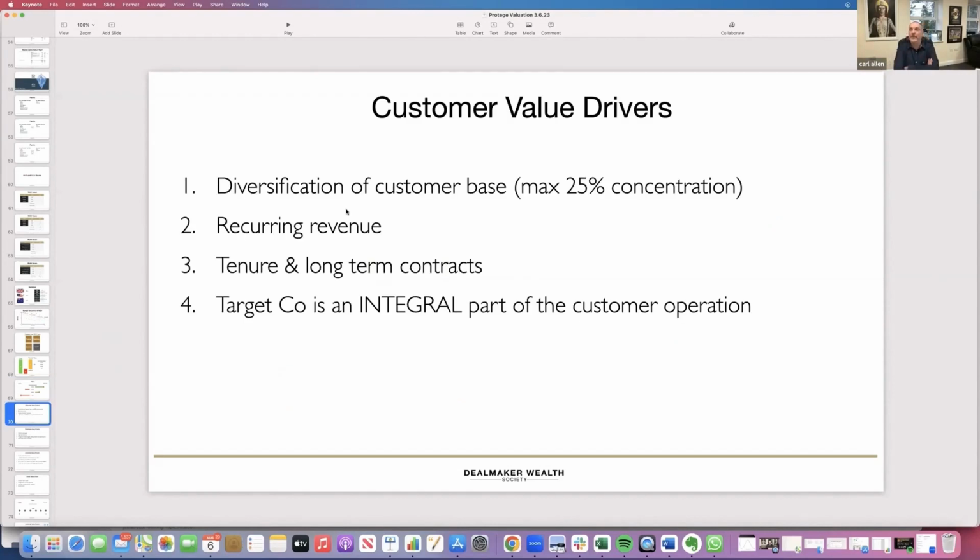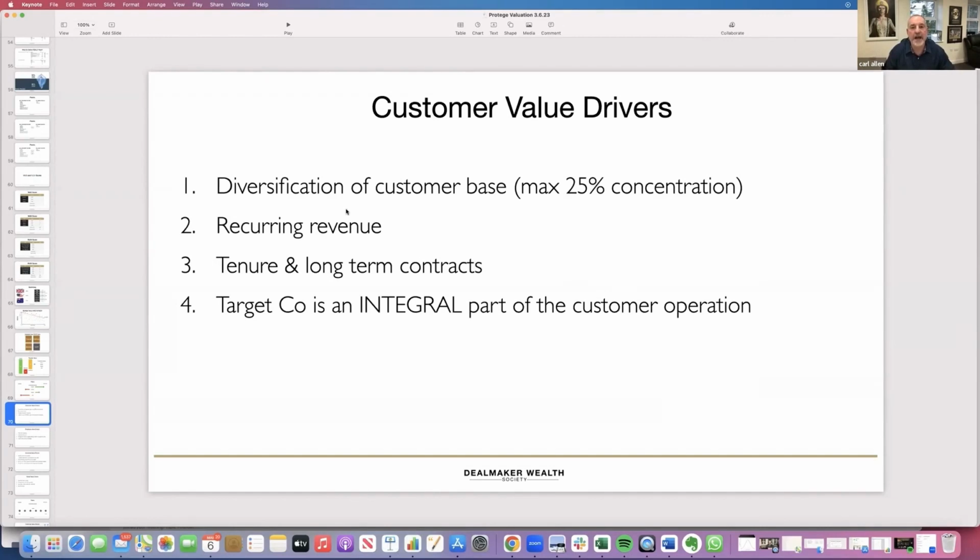So here are the value drivers that I use for customers. I'm looking for diversification of customer base. I don't want any business with more than 25% of its revenue concentrated with one customer. I like recurring revenue. Recurring revenue is a good thing. I like customers with a long tenure and with long-term contracts in place.